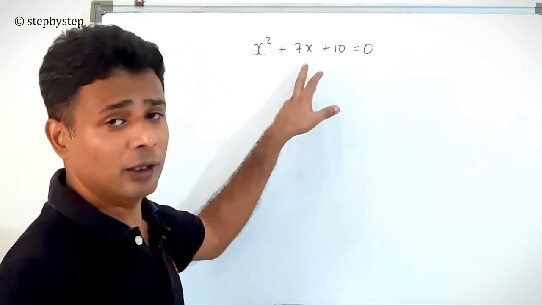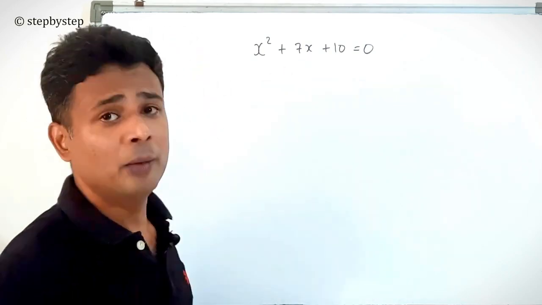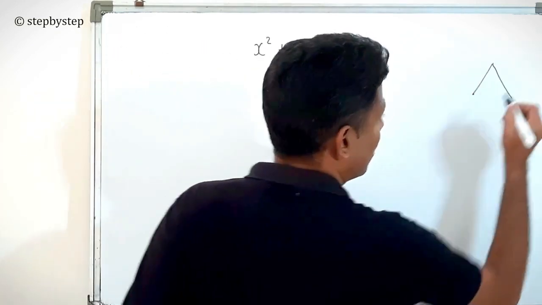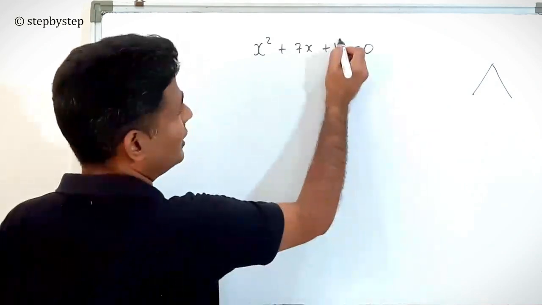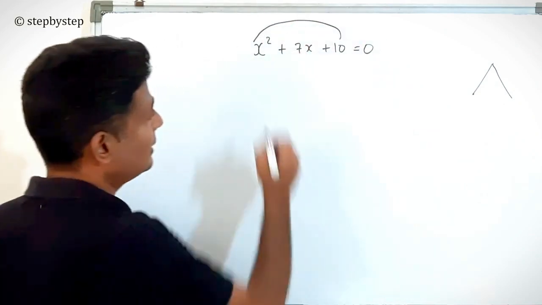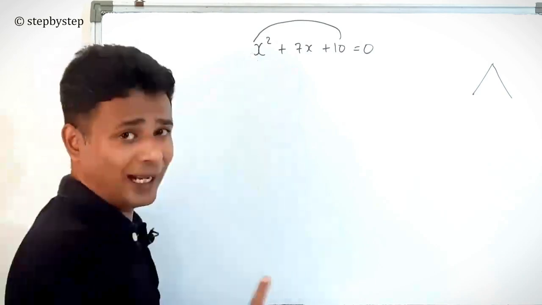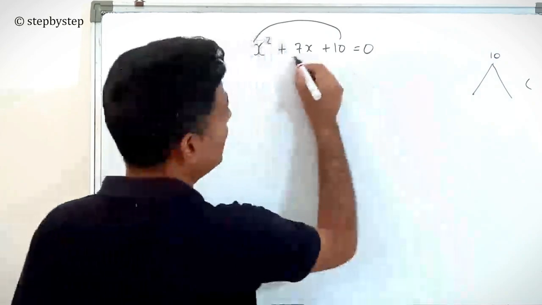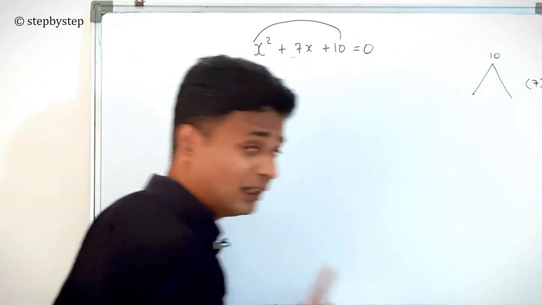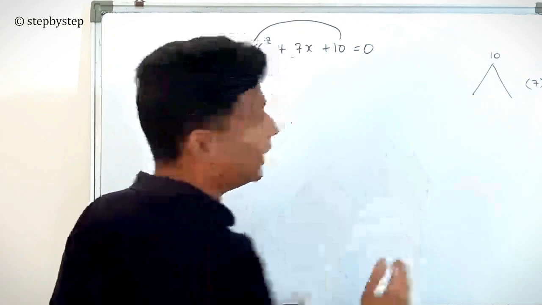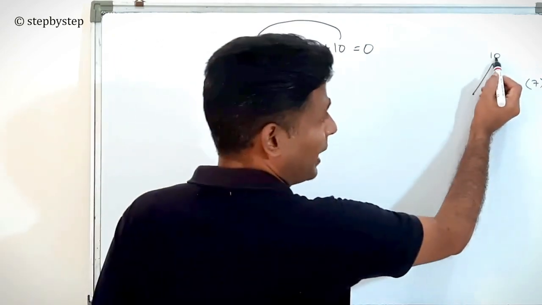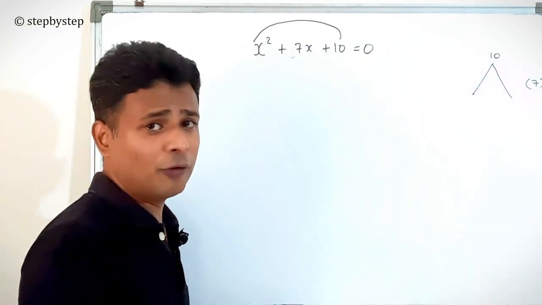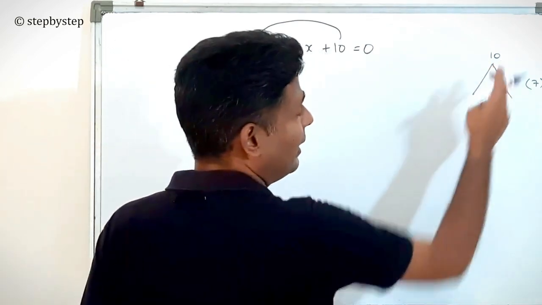The second way to find the zeros is by splitting the middle term. So how do we split the middle term? Draw something like this. Now see, what is the first term? 10, and the last term is, see, it's just x square, which means it is 1. So 10 into 1 is 10, and what is there in the middle? Plus 7. Don't forget to take the signs. So you need to find two numbers which when you multiply you get 10 and which when you add you get 7.